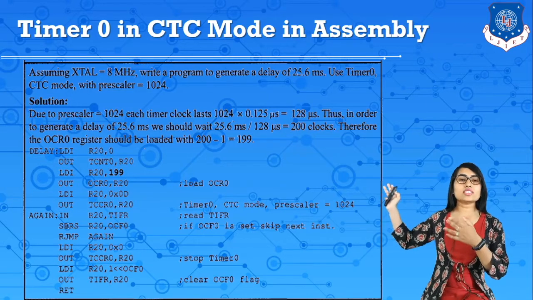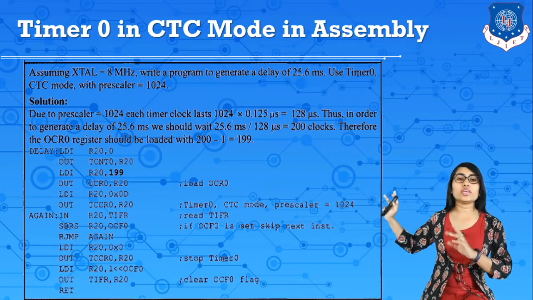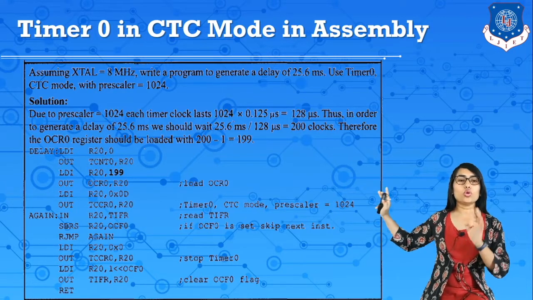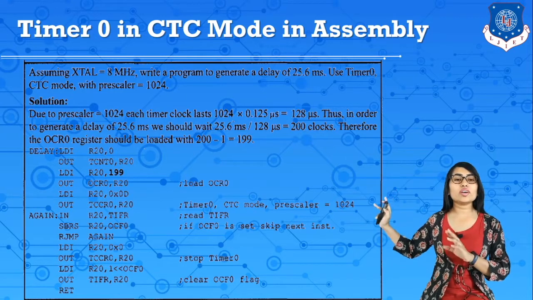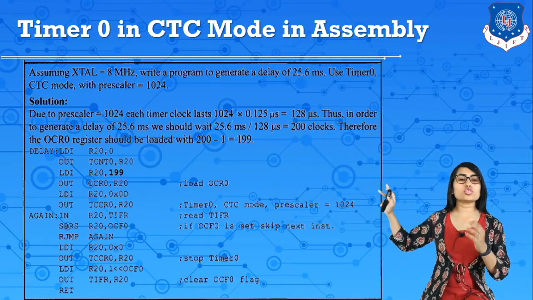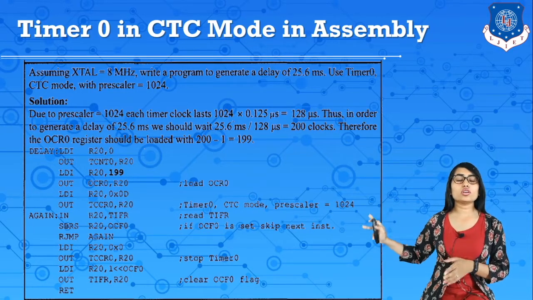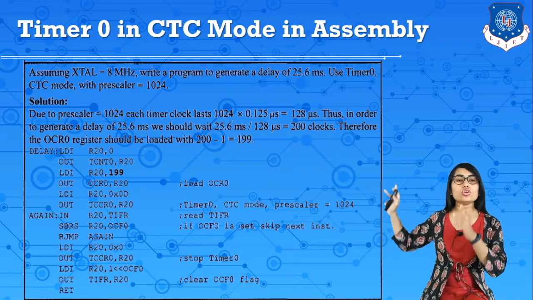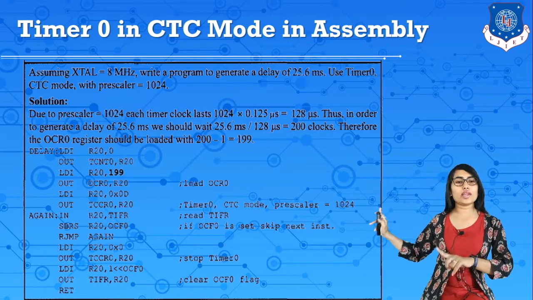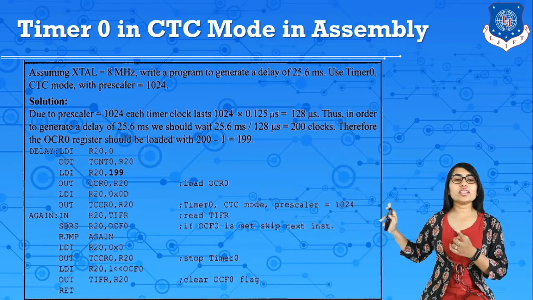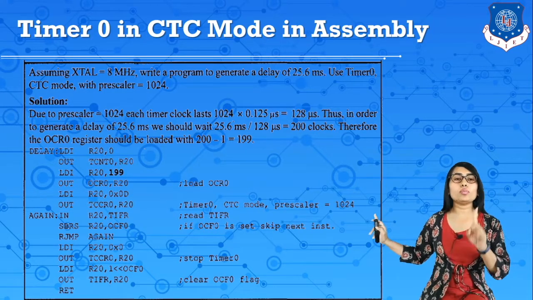So first load TCNT0 with 0. So in TCNT0 there is a 0. Now load this 199 in the OCR0 register. So use LDI R20, 199, OCR0 equals 199. So TCNT0 equals 0, OCR0 equals 199, LDI R20, 0x0D. Now 0x0D is used as here we want CTC mode plus prescaler.